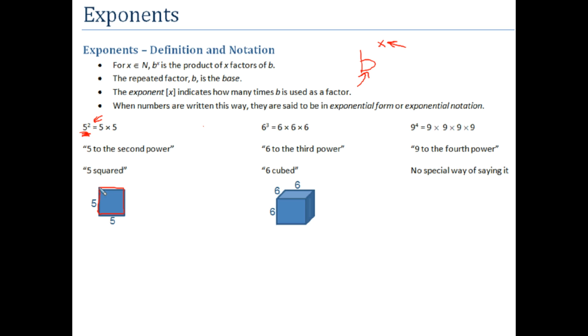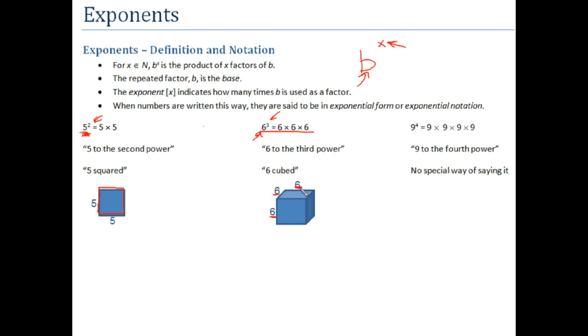The next one I have here is 6 to the third power. So we name the base first, and then the power second. So that's 6 to the third power, which is 6 times 6 times 6. That also can be 6 cubed, because if you have a cube and each length is 6, that's 3 different dimensions, so 6 cubed.